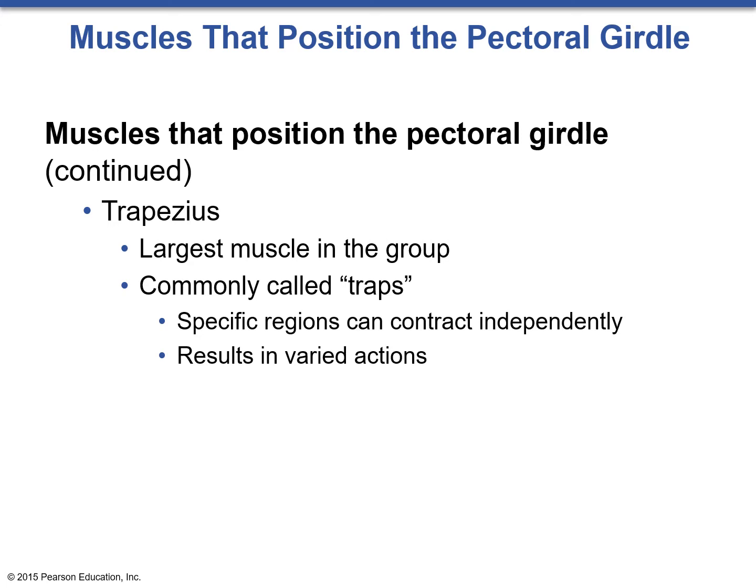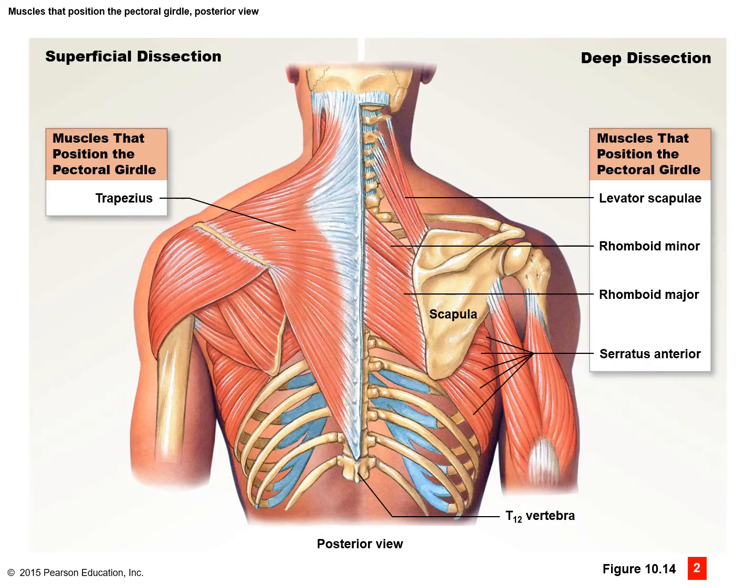Specific regions can contract independently, so it results in highly varied actions. It does more actions than what I've listed on your OIA sheet as well. Here we can see a great view of the trapezius muscle, again taking note of its multiple origin sites from the occipital bone all the way down the vertebral column and its insertion onto the actual scapula. So you can kind of see the direction that it's going to be pulling those muscle groups.